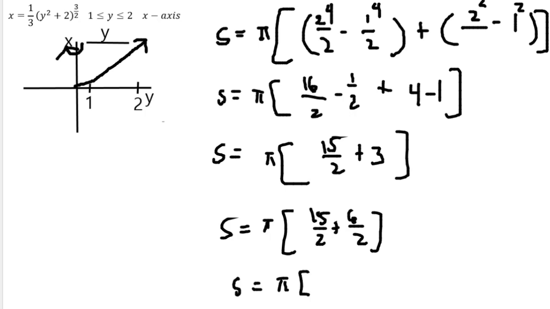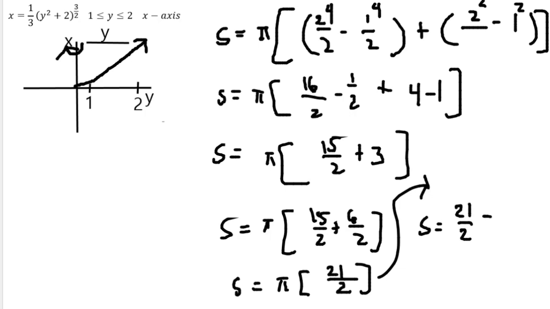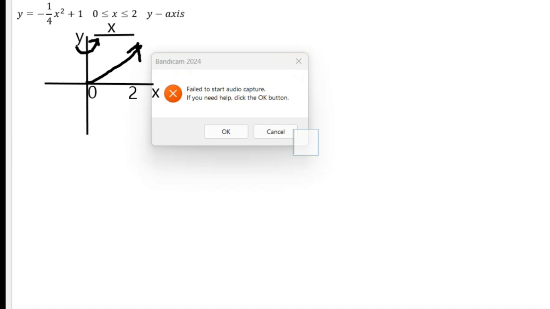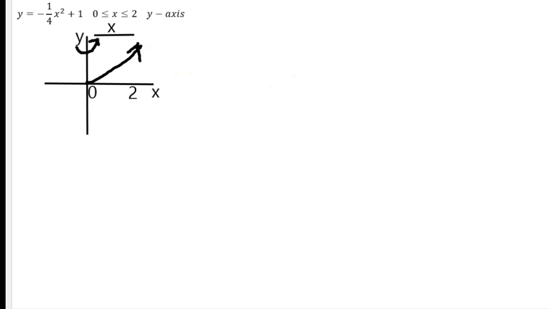Okay, the surface area of revolution is going to be pi, and then we're going to add this, so 15 plus 6 is 21 over 2. So can we simplify this furthermore? Nah, we just write it as 21 pi over 2. So that's the surface area of revolution of this specific function. Now let's try this problem.